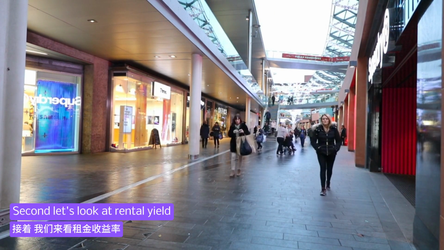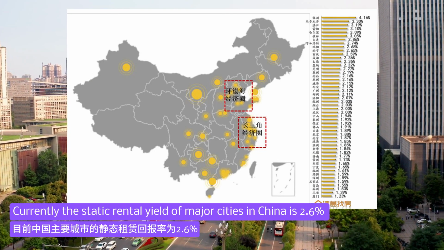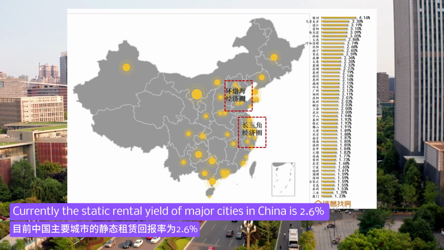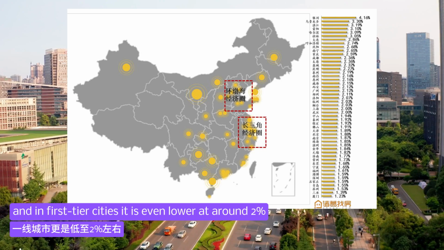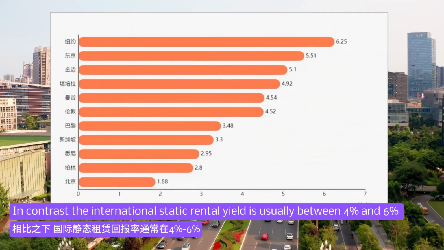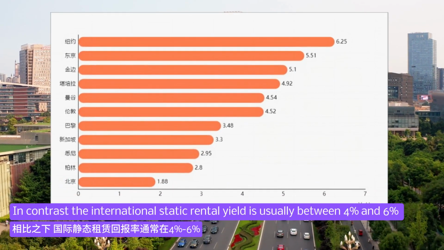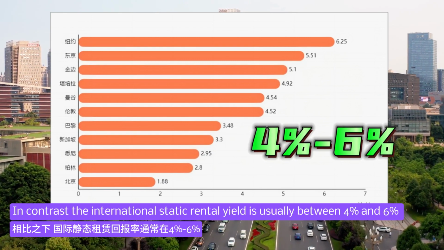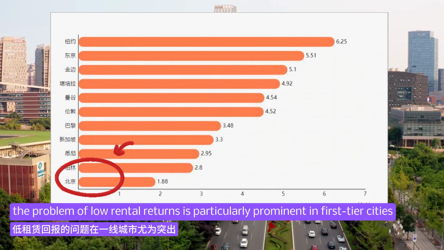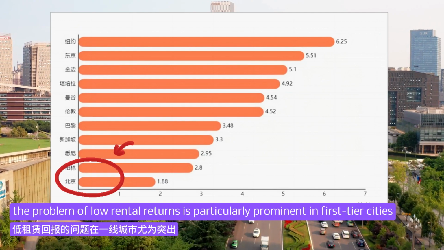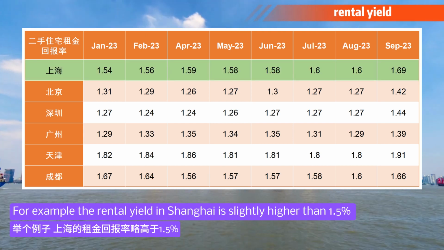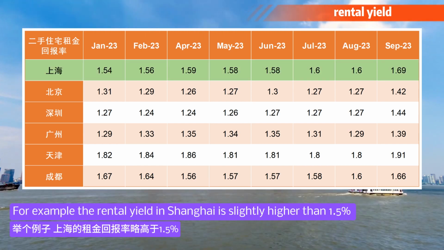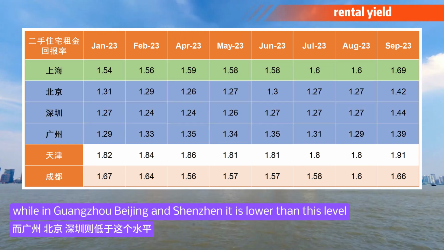Second, let's look at rental yield. Currently, the static rental yield of major cities in China is 2.6%, and in first-tier cities, it is even lower, at around 2%. In contrast, the international static rental yield is usually between 4% and 6%. In China, the problem of low rental returns is particularly prominent in first-tier cities. For example, the rental yield in Shanghai is slightly higher than 1.5%, while in Guangzhou, Beijing, and Shenzhen it is lower than this level.